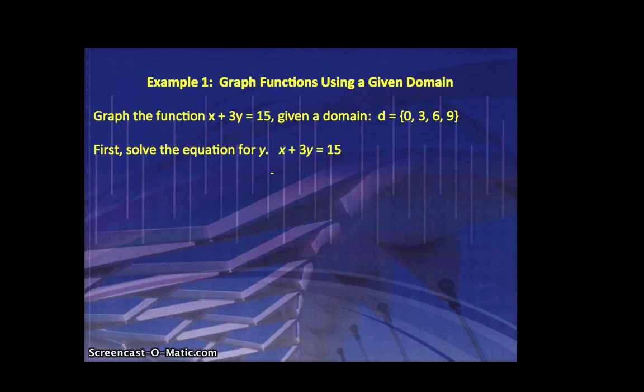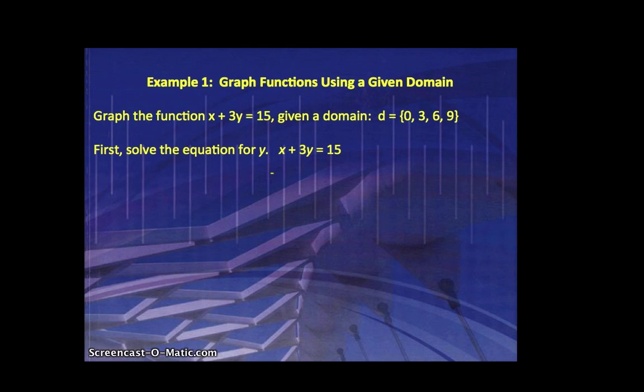That brings us to example 1. I want you to graph the function x plus 3y equals 15. In this case, the domain is already provided. The domain is 0, 3, 6, and 9. That means the graph will be discrete. There will be unconnected points. So when you graph, you're just going to leave the points as they are, and you're not going to draw a line.